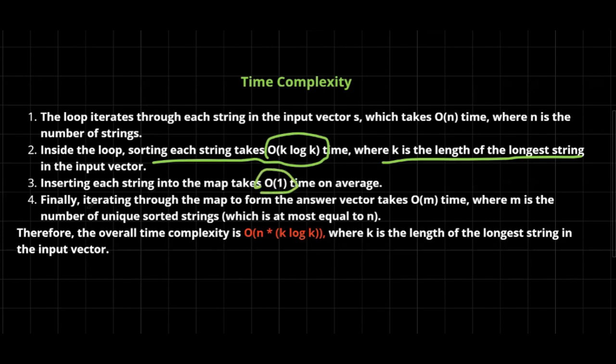And finally, you can say that iterating through the map to form the answer vector takes O(m) time, where m is the number of unique sorted strings, which is at most equal to n in the worst case. So we can say that the overall time complexity of this algorithm is O(n * k log k), where k is the length of the longest string in the input vector.